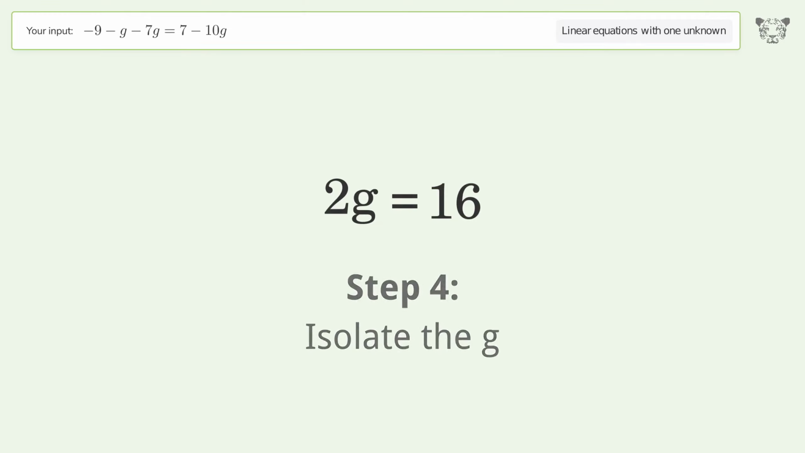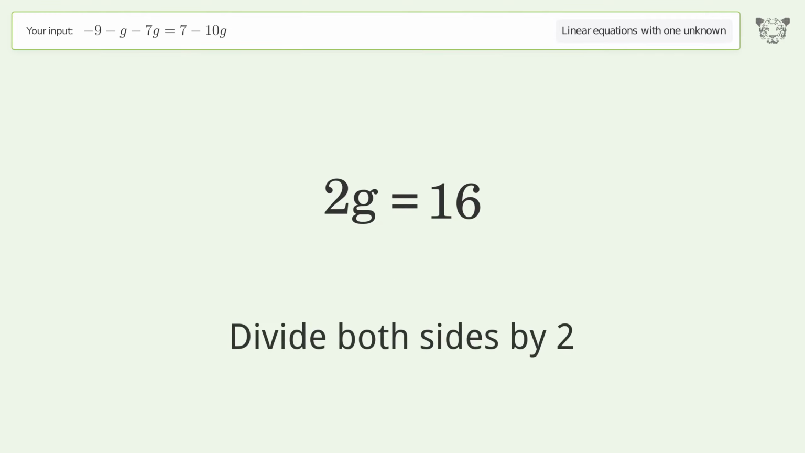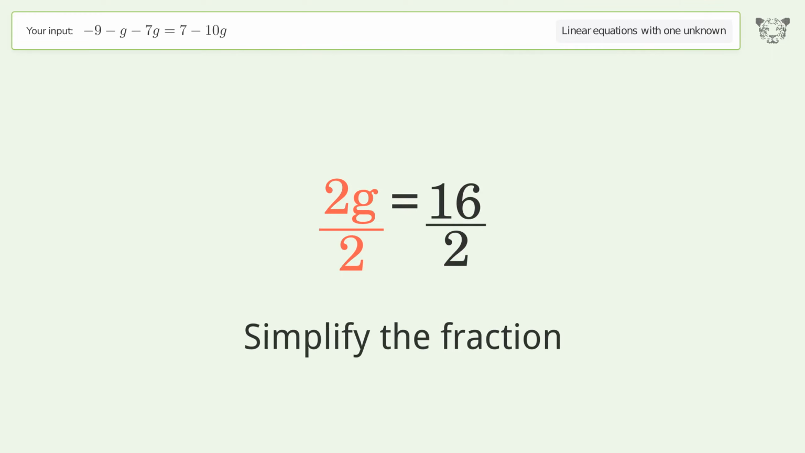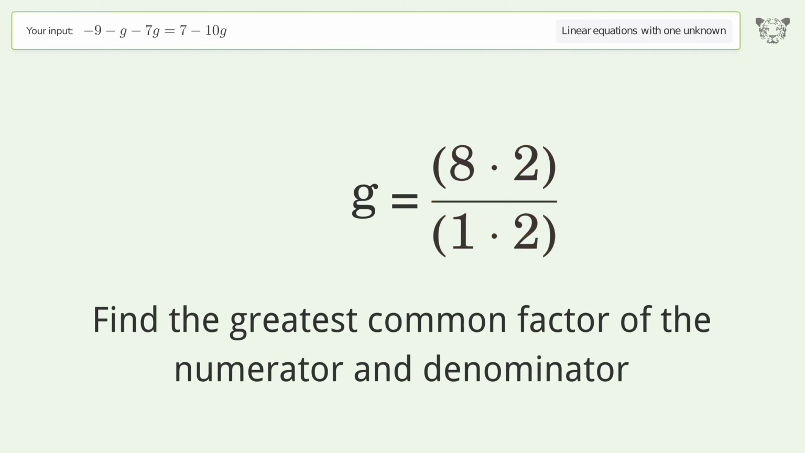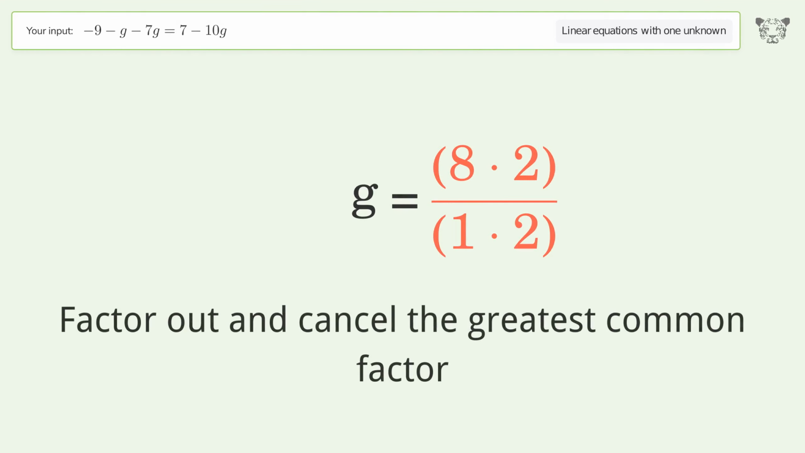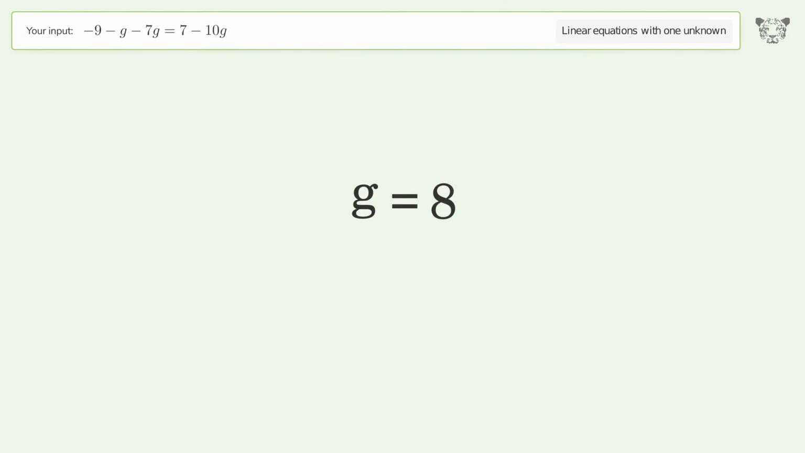Isolate the g. Divide both sides by 2. Simplify the fraction. Find the greatest common factor of the numerator and denominator. Factor out and cancel the greatest common factor. And so the final result is g equals 8.